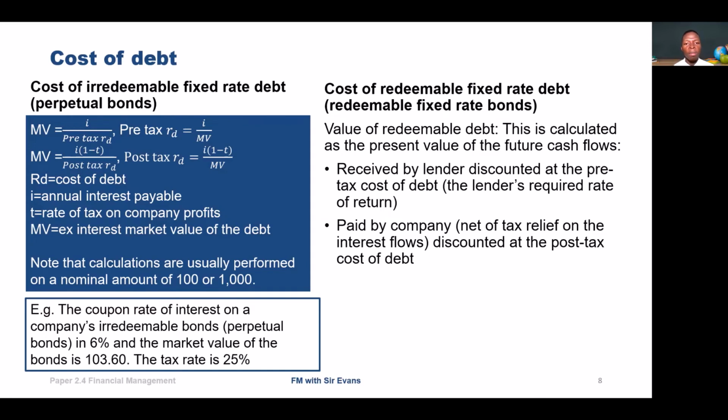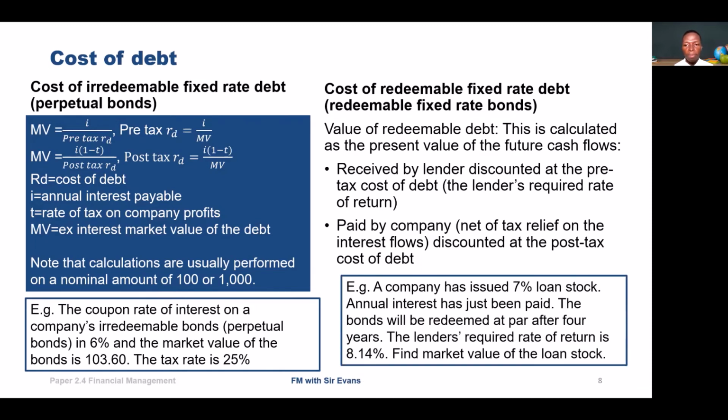So to find the value of the redeemable debt, we find the present value of the future cash flows which are received by the lender, and also those that are paid by the company, net of tax relief on the interest flow. So these are discounted at the post-tax cost of debt. For the lender, we discount it using the pre-tax cost of debt, and for the company who is paying it, at the post-tax cost of debt.